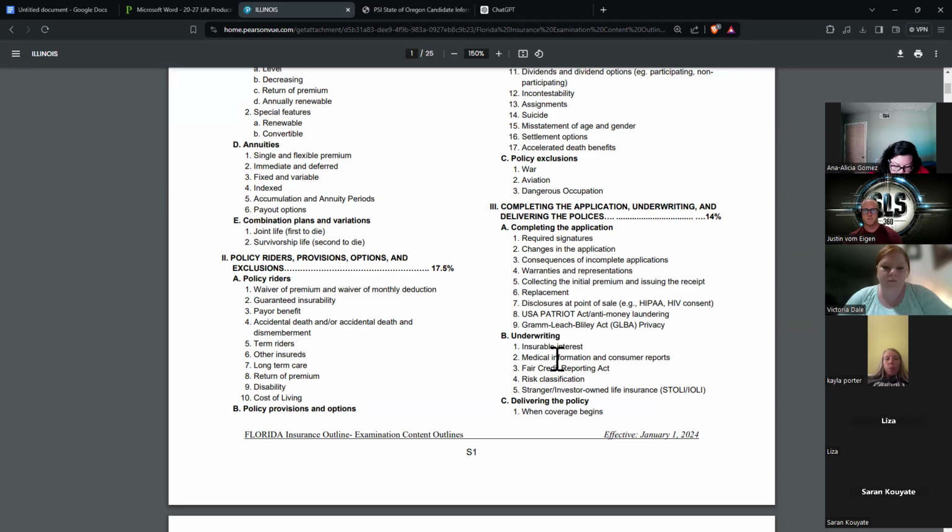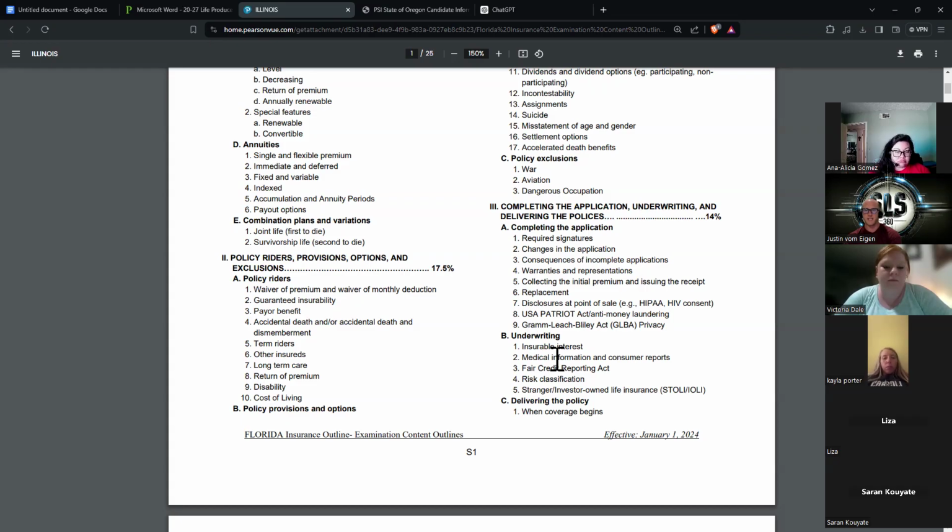Risk classification is essentially how insurance companies rate people based on their health conditions or the risk that they pose to them. Typically, in the courses, they talk about preferred, standard, and substandard risk. Preferred risk is above average health. Standard risk is average risk, and substandard is below average health, so it's much higher risk. Preferred, low risk; standard, average risk; substandard, high risk.